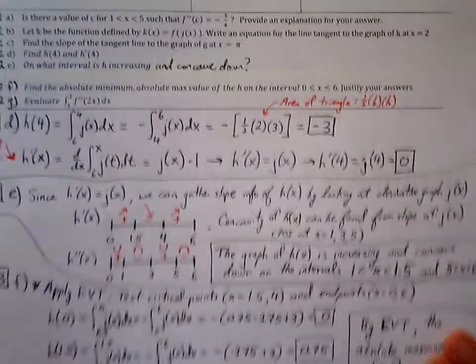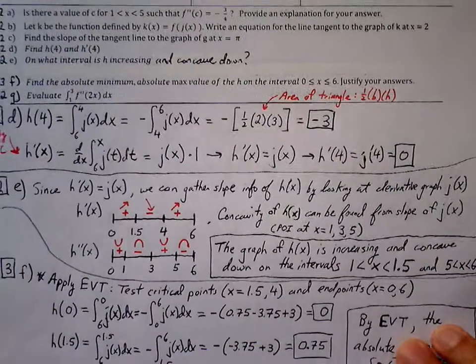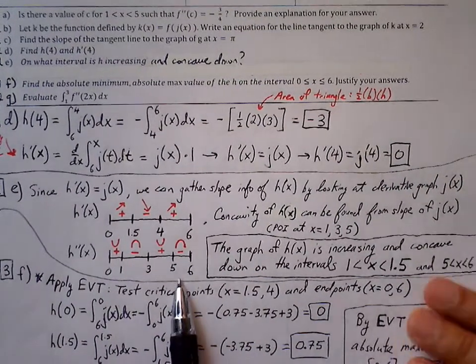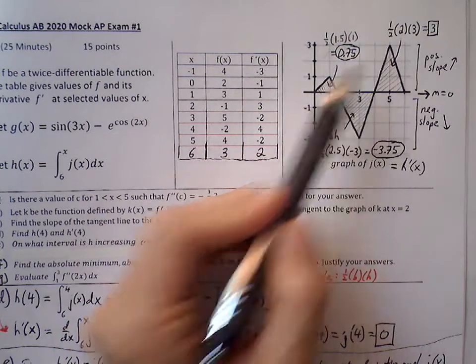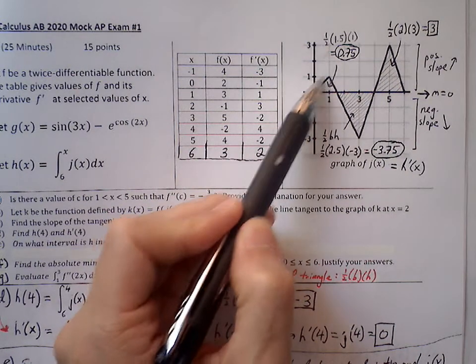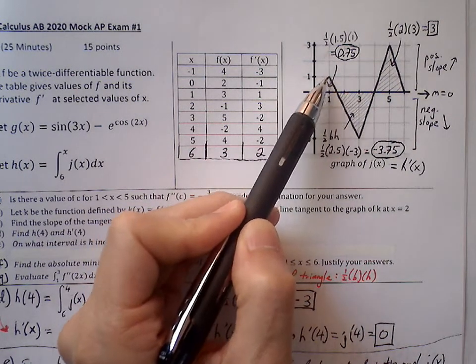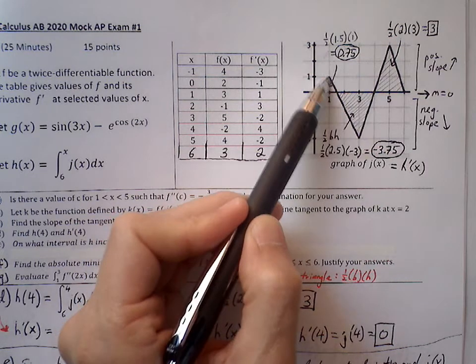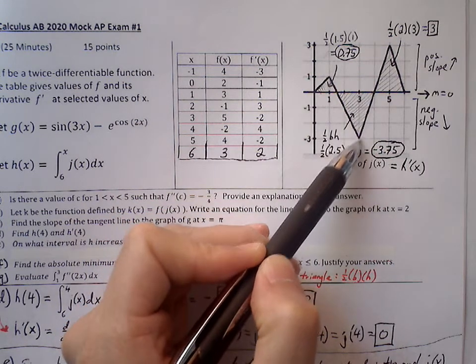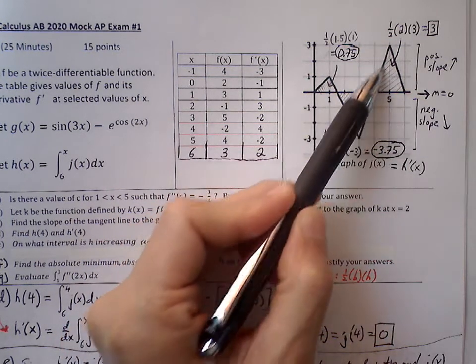I also want to gather information about concavity, so I'm also going to create second derivative sign lines. The way we can pick those off, critical points are going to be the peaks and valleys. These are going to be points of inflection. And anywhere that my derivative graph is rising will indicate where my original graph is going to exhibit concave up. So concave up from 0 to 1, concave down from 1 to 3, concave up from 3 to 5, concave down from 5 to 6.